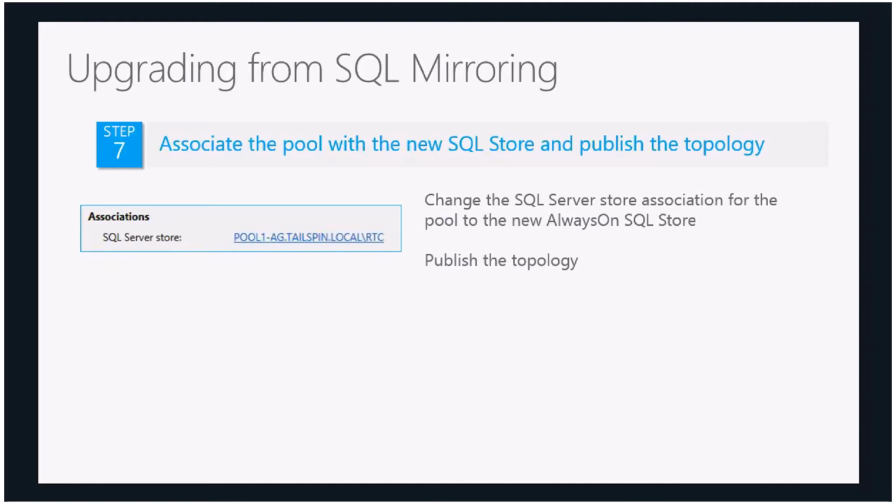So we make that change in Topology Builder, we publish the topology, and then Skype for Business knows that it is now using an always-on availability group for its database. Originally it had been using a mirroring instance, then it was down to a single database instance, and now we tell it, okay, we're no longer in that configuration, we are in an always-on availability group. And at that point, the upgrade is done from SQL Server mirroring to always on.